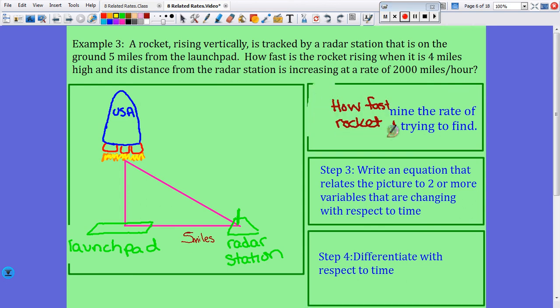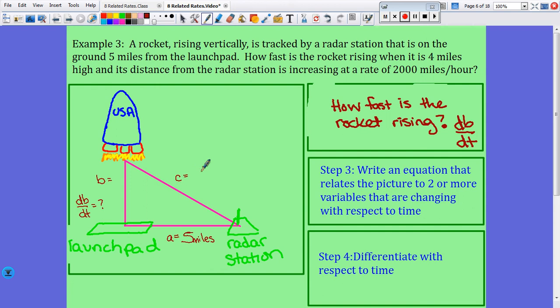So if we use Pythagorean Theorem, we can use dB dt. You can really label it whatever you want to, but we can call this B, and we want to know what dB dt is. So we have A equals 5, C equals, we don't know yet. And then we can fill in some other rates that we were given.